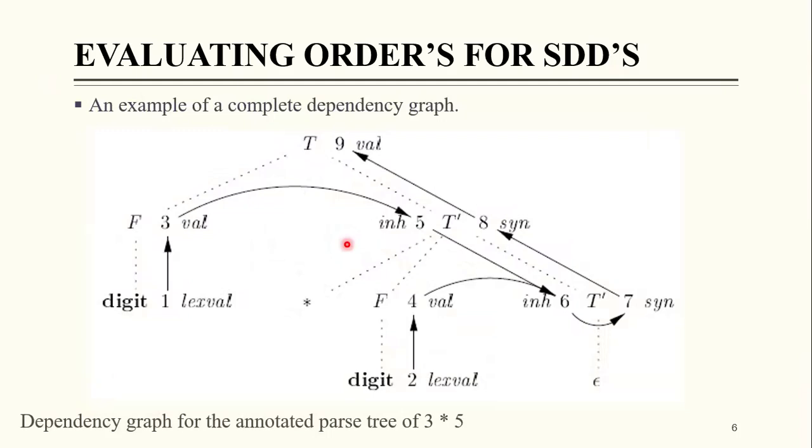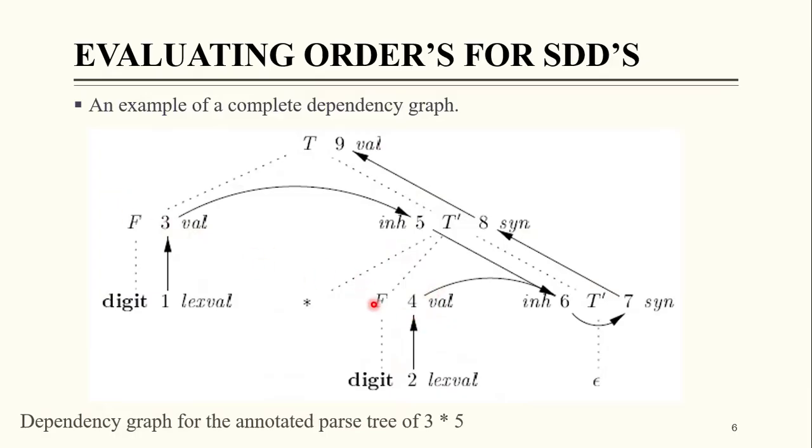Next, here is an example of a complete dependency graph. It is the dependency graph for the annotated parse tree of 3 star 5. The nodes of the dependency graph are represented by the numbers from 1 to 9, and their corresponding attributes in the annotated parse tree are given in the figure. Here nodes 1 and 2 represent the attribute lexval associated with the two leaves labeled digit.